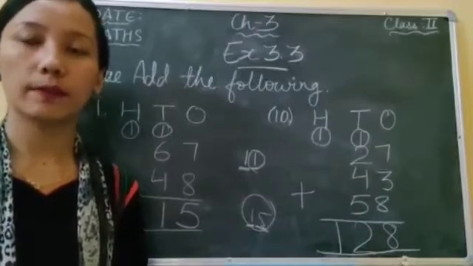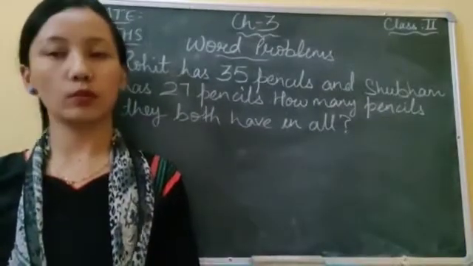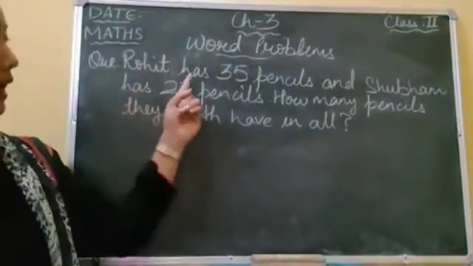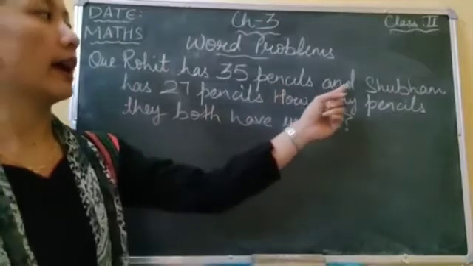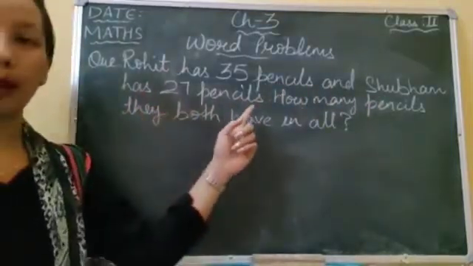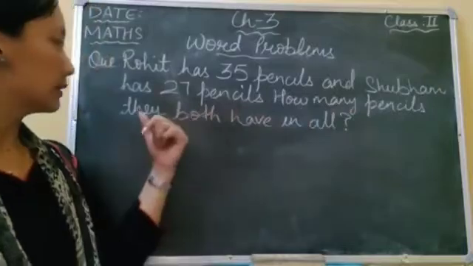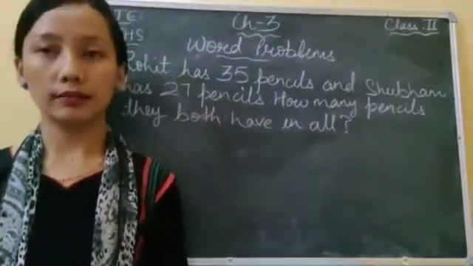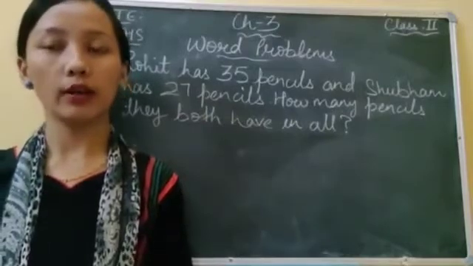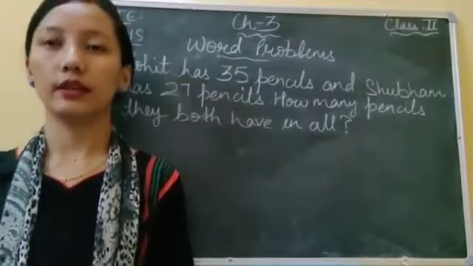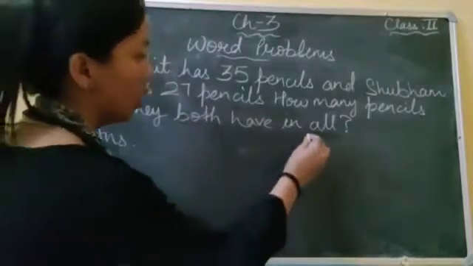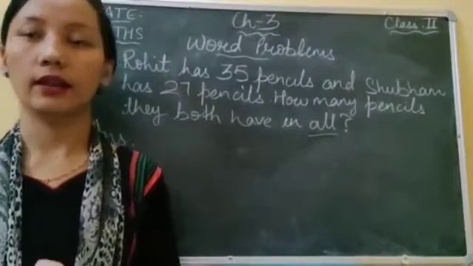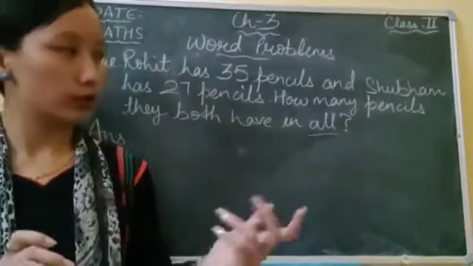Okay, students, now let's try some word problems. Here is an example. Rohit has 35 pencils and Shubham has 27 pencils. How many pencils do they both have in all? Students, total, sum, together, and how many all suggest addition. Here you can see the word all. That means here you will add. Okay, we will do addition over here.